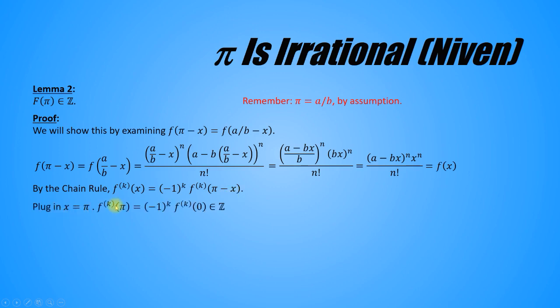So the kth derivative of little f at pi is negative 1 to the k times the kth derivative of little f at 0. But we just showed in lemma 1 that the kth derivative of little f at 0 is an integer. So if you take this integer and multiply it by this integer, you're going to get an integer. So this guy here is an integer. So, since the kth derivative of little f at pi is an integer for all possible k, it follows that capital F of pi is an integer as well. And that proves lemma 2.